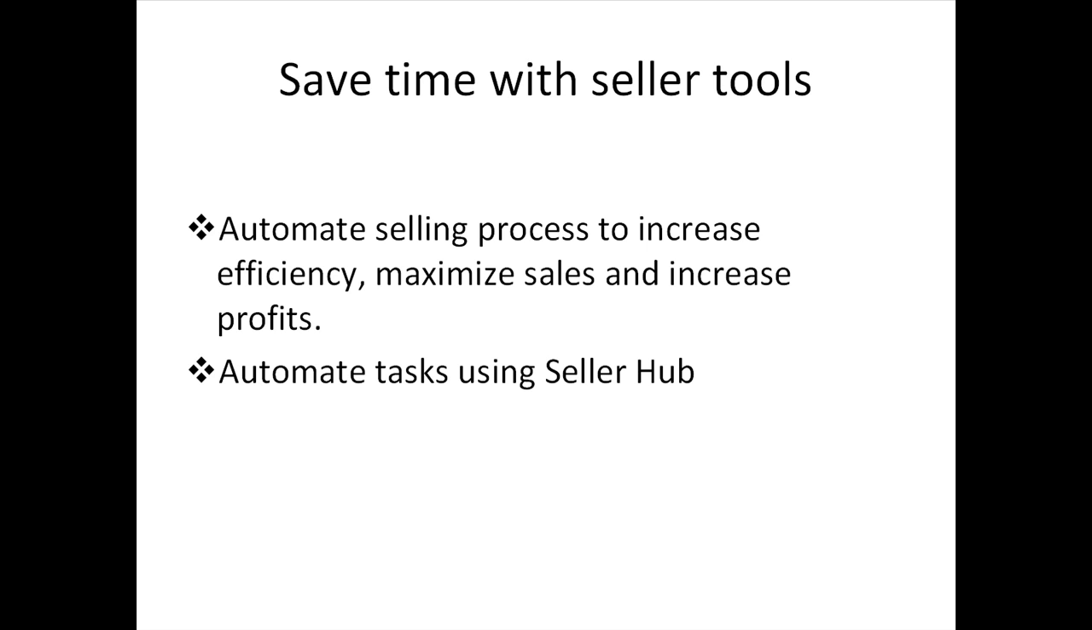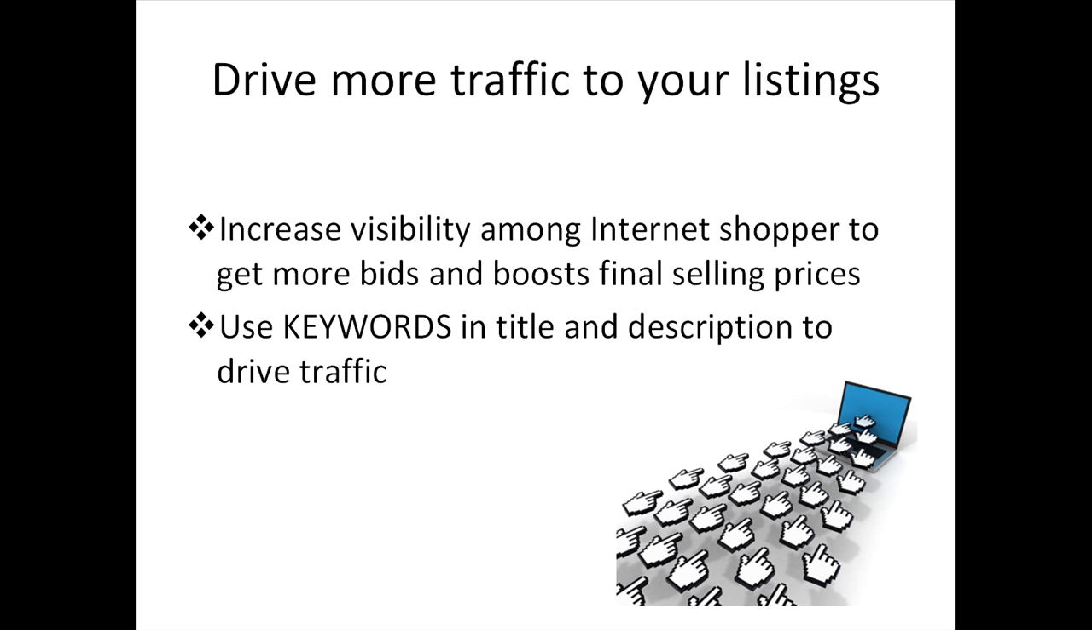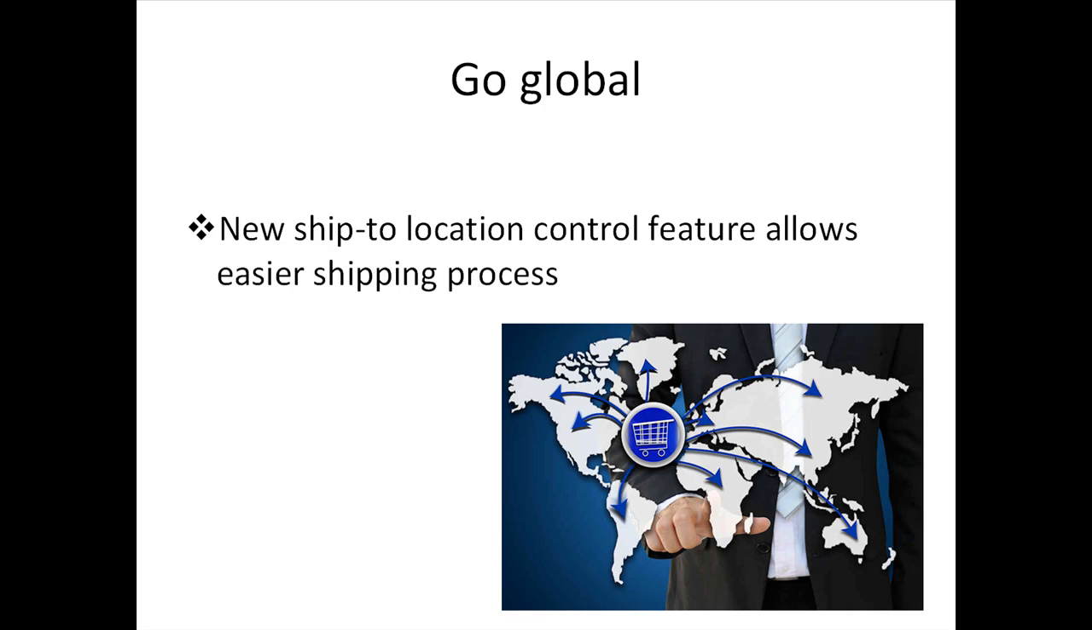Additionally, you can start saving time by automating some of your everyday tasks using Seller Hub. You can increase your visibility among internet shoppers to get more bids and boost your final selling prices. Optimize your listings for search engines by using keywords in your title and description, while sharing your expertise to enhance your reputation and drive additional traffic to your listings by writing reviews and guides about your top-selling products, which is easy, effective, and free. Now that only domestic DSRs count towards seller benefits, you can reach buyers around the world risk-free.